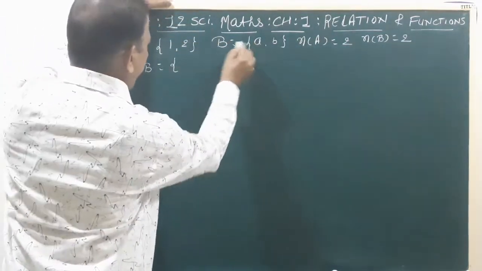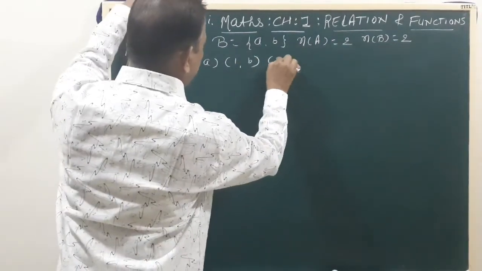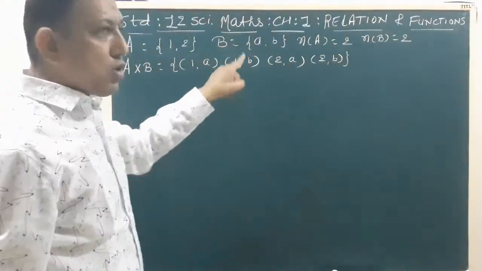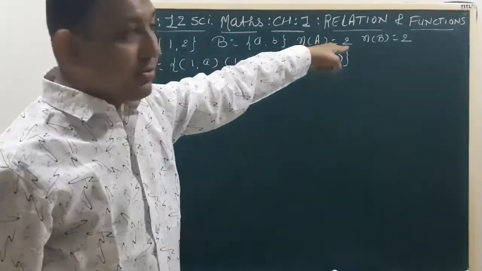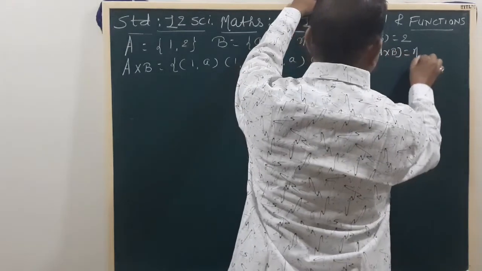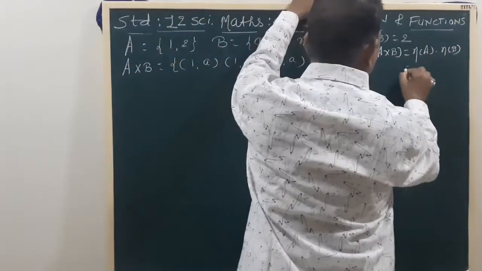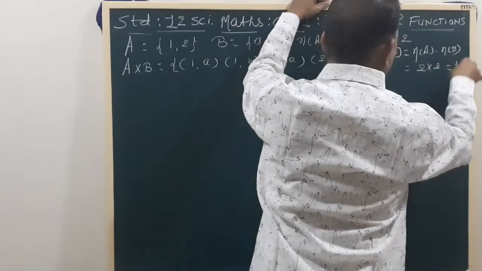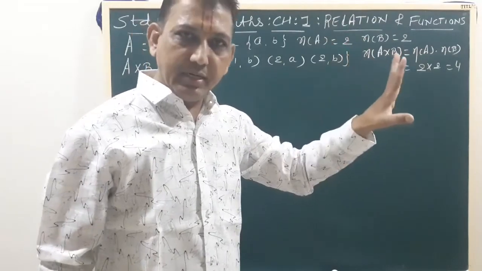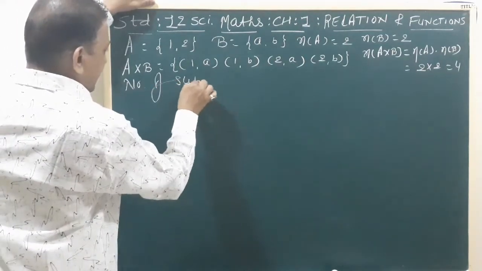Now the Cartesian product. First pair (1,a). Second pair (1,b). Third pair (2,a). Fourth pair (2,b). So A cross B has a total of 4 ordered pairs. Here we write the formula: n(A cross B) equals n(A) into n(B). Right? So 2 multiplied by 2, answer 4. So A cross B has a total of 4 ordered pairs. Clear? Okay.